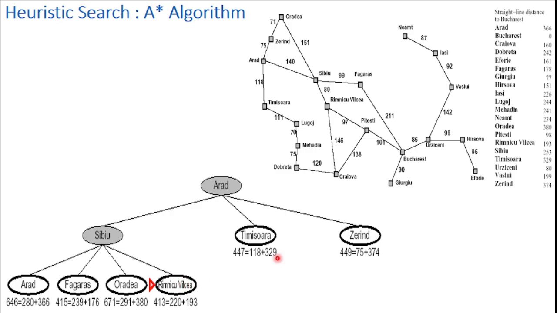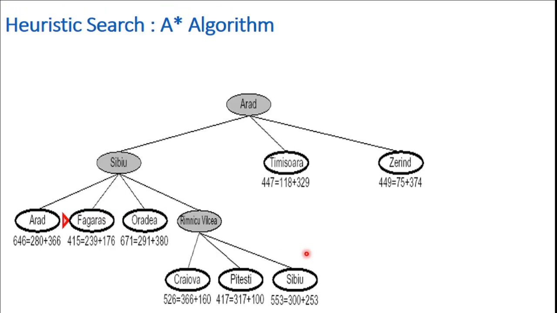Fine. Now if you explore Rimnicu, it will have three paths: Craiova, Pitesti, and Sibiu. If you explore Craiova the same way, you will get 366 plus 160, which is 526. Pitesti, you will get 417, and Sibiu, you will get 553. In this, which one is the least? Pitesti is the least.